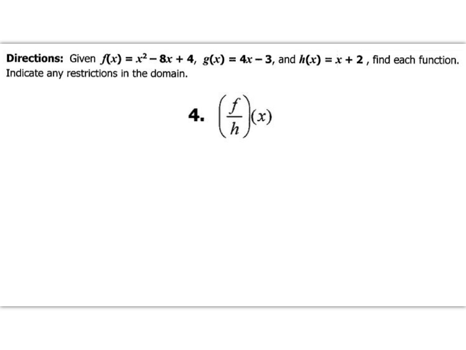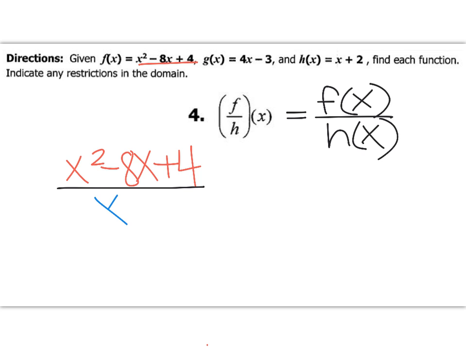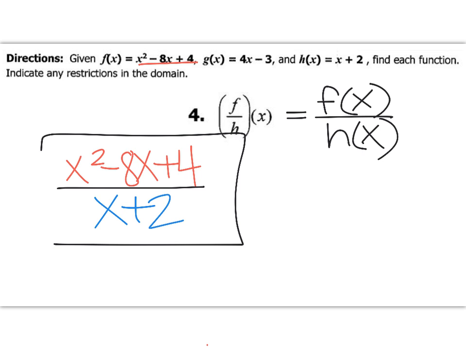All right, last but not least, we're dealing with quotient. So we have f divided by h of x. We want to rewrite this as f of x divided by h of x. All right, and then we're going to substitute in those values. So we know f of x equals x squared minus 8x plus 4 over x plus 2. All right, now this is our final answer.